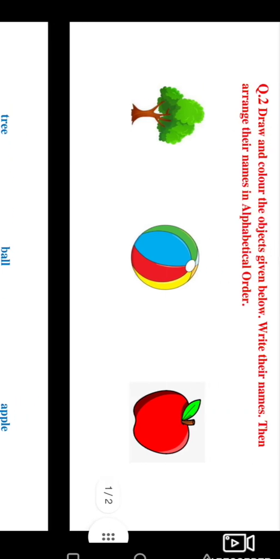And after writing down their names, you are going to arrange them in alphabetical order, for which I have already told you. You will observe the first alphabet of these words, and then you will arrange these words in an alphabetical order. So that's it for today.